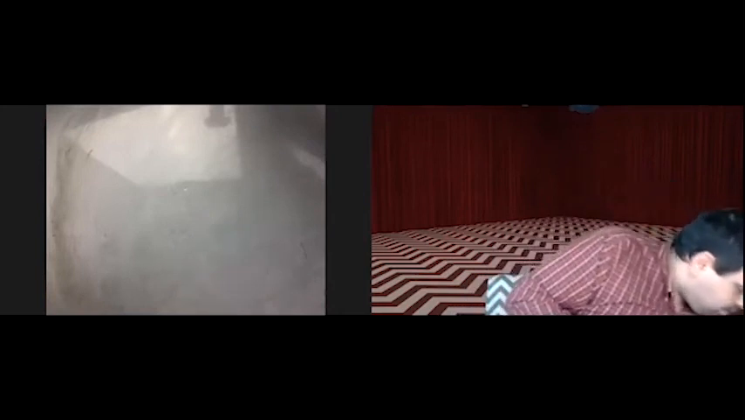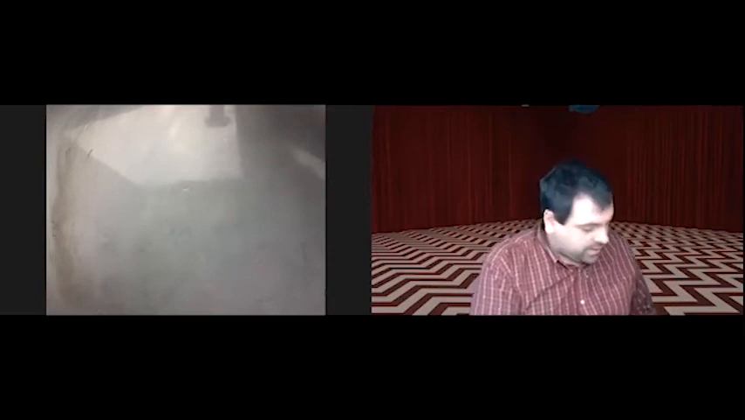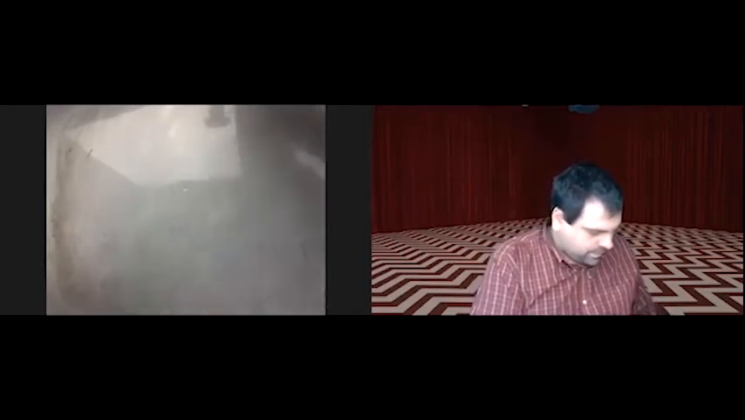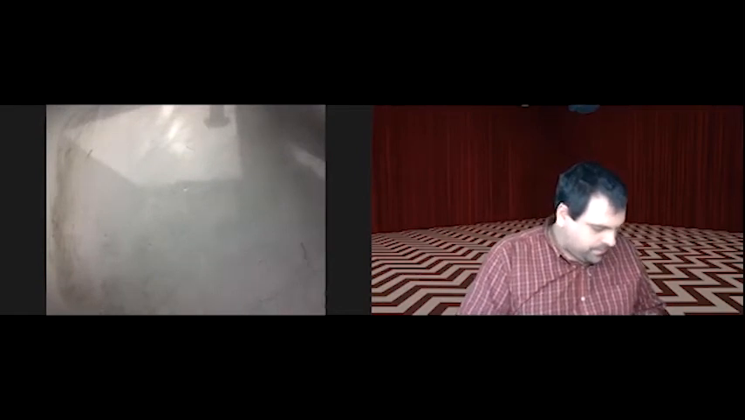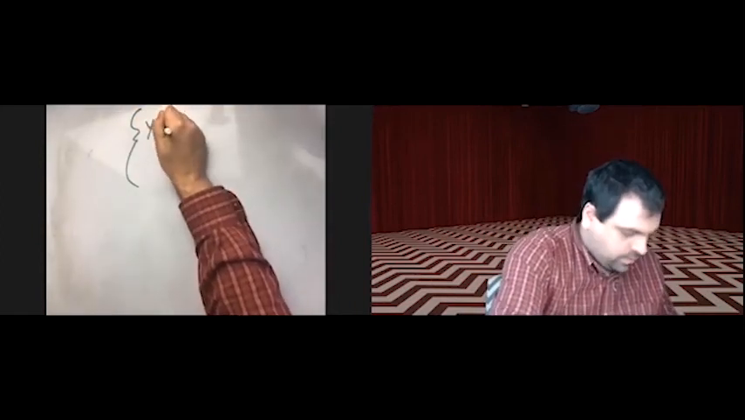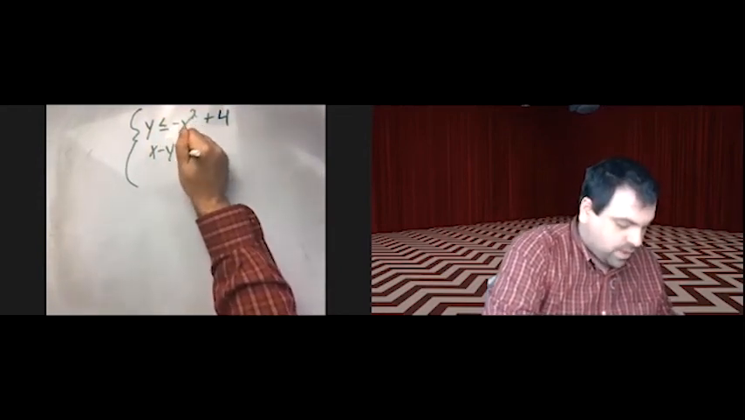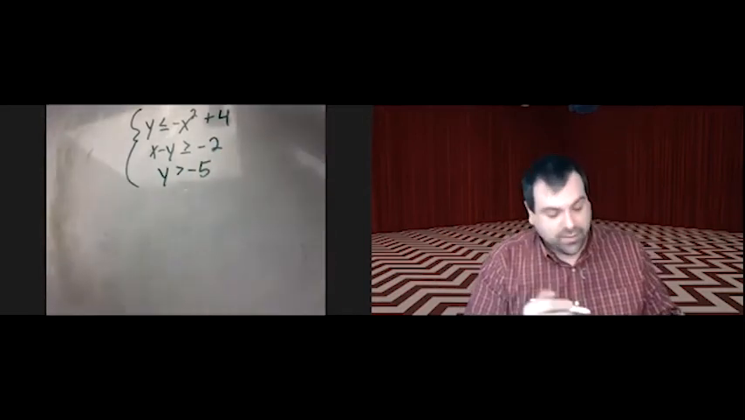So I made a mess of that by trying to do all three at once. But let's say we have a system of nonlinear inequalities. Y is less than or equal to negative x squared plus 4. X minus y is greater than or equal to negative 2. Y is greater than negative 5.